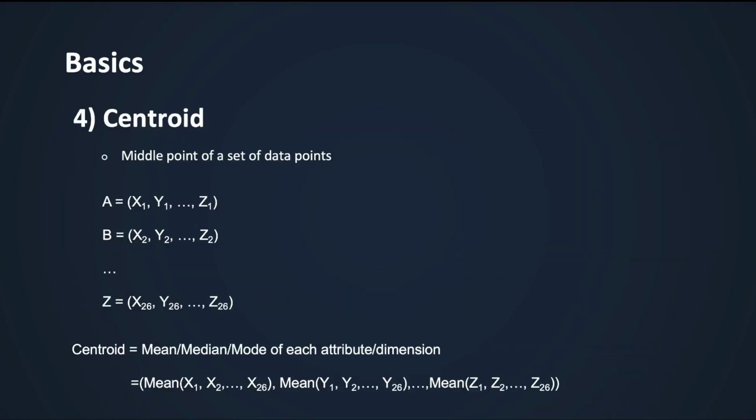In centroid-based clustering algorithms such as k-means, a centroid basically represents the middle point in a given set of data points. For example, if we have the data points A, B, and so on up to Z, then the centroid of these data points is nothing but the mean, median, or mode of each attribute of these data points.